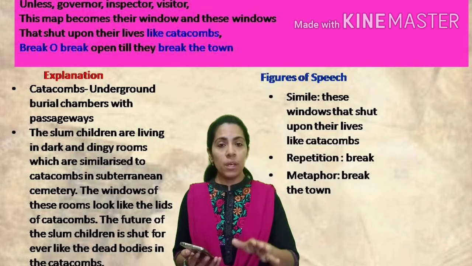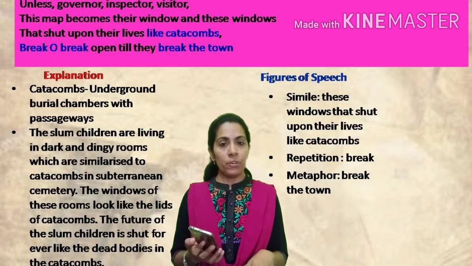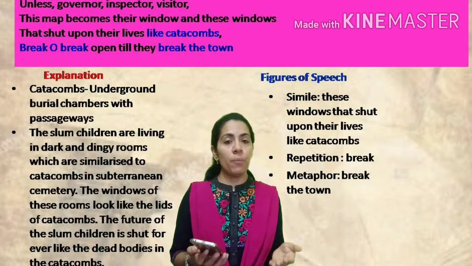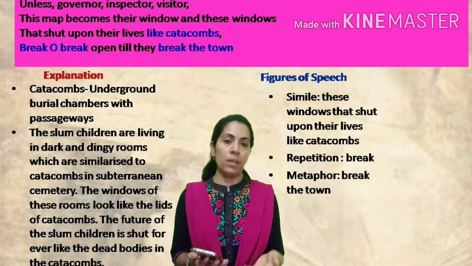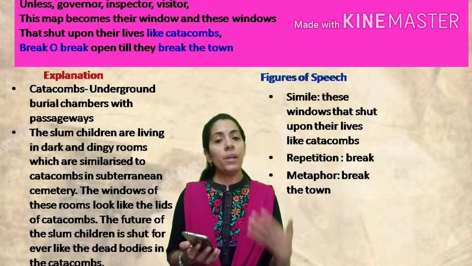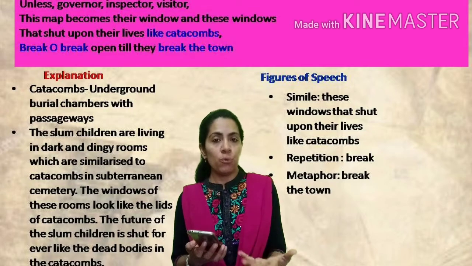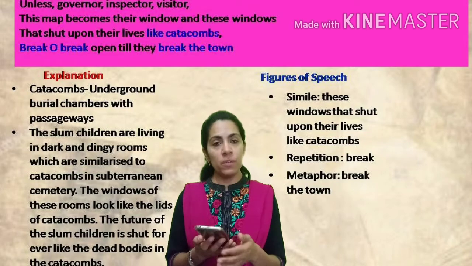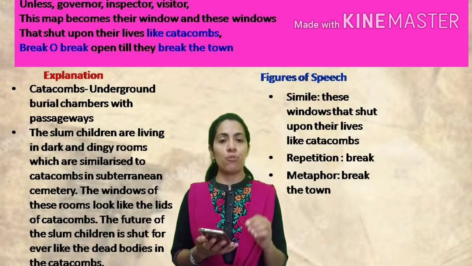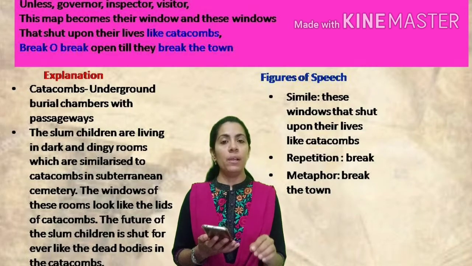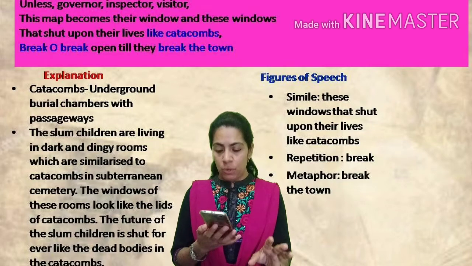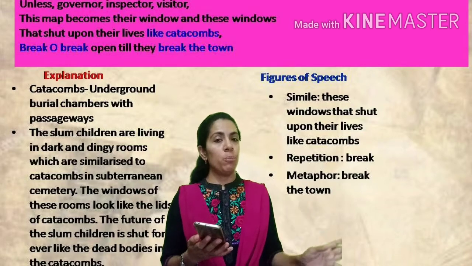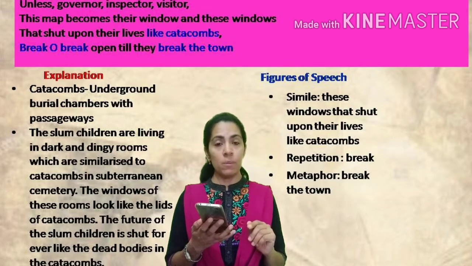They are leading a life which is below the poverty line. When they are not able to meet the basic necessities, from where will they get the money to get a quality education or to get access to the great opportunities in the outside world? So he's saying, unless strong steps are taken, their lives will continue like this only, which he has already described in the poem. So this map becomes their window. This map should become their window or symbol of opportunity.